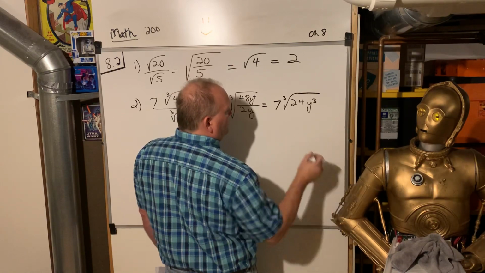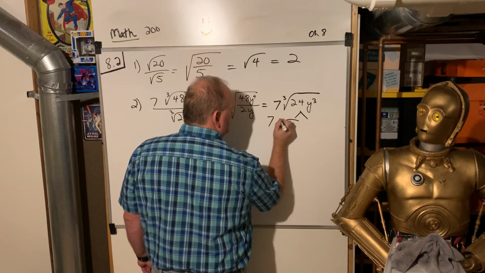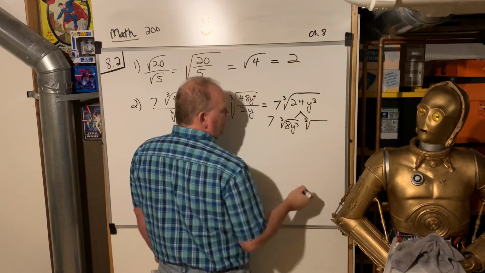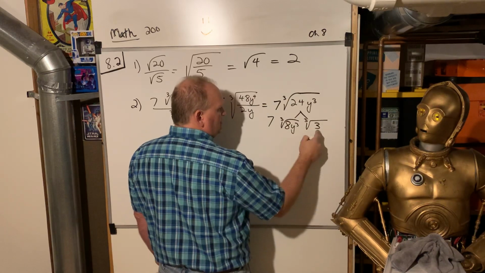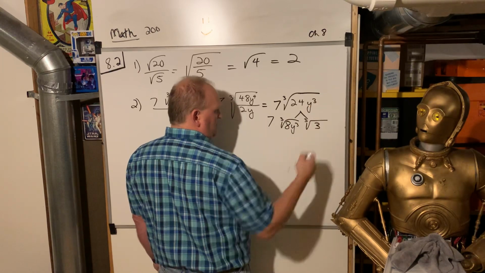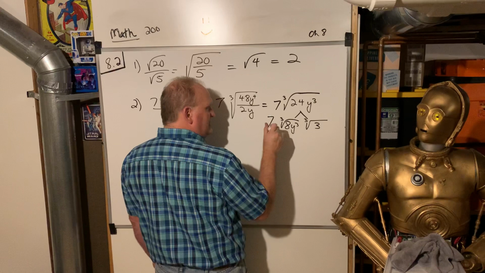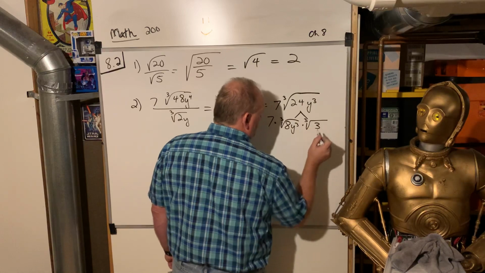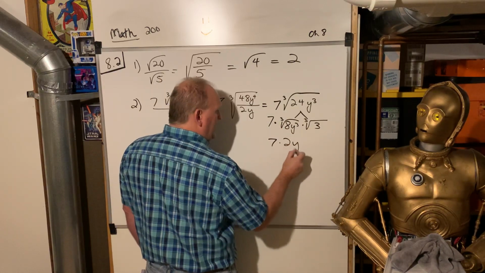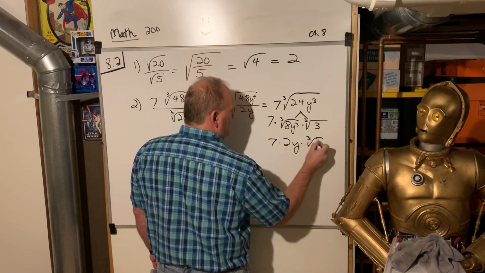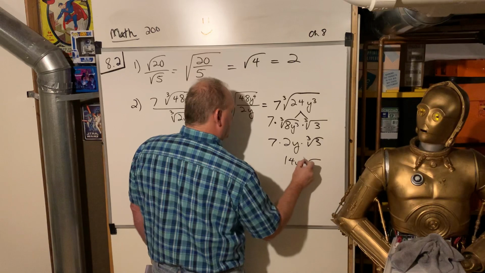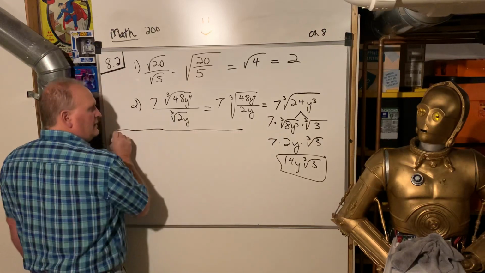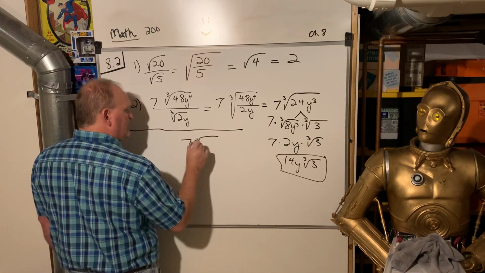So what times self times self times self is a perfect cube? That would be 8. So in the perfect bin, we got 8y cubed. In the leftover bin, we got 3, right? Because 3 times 8 is 24. y cubed. So now this is 7 times the cube root of 8y cubed times the cube root of 3. So that is 2y cube roots of 3 and 14y cube roots of 3. That's what that one looks like. If you wanted to do it from here the other way, what Emily called prison break style, it would be this.